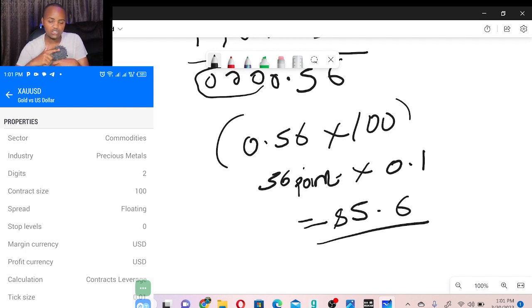Remember, this calculation, you are not supposed to do it after you have entered into the trade. All those calculations, you just have to do them before you place the trade. The reason I'm saying this is so that you can know the amount of money you're willing to risk and the amount of money that you want to earn, so that you can have a good risk reward ratio.